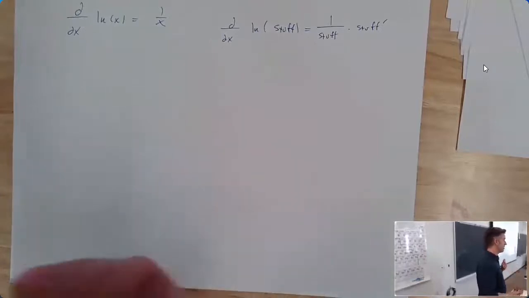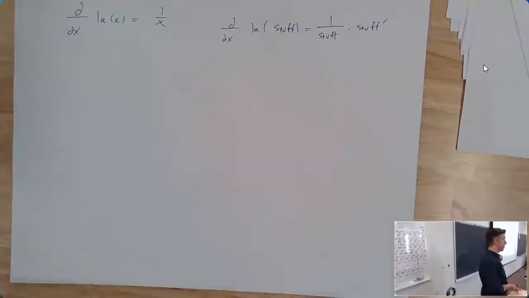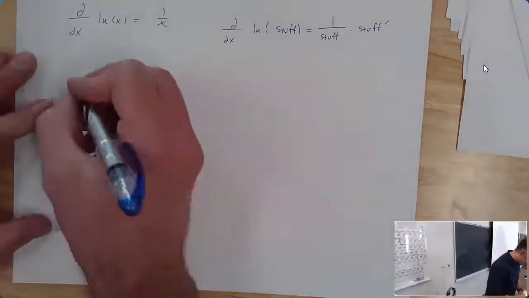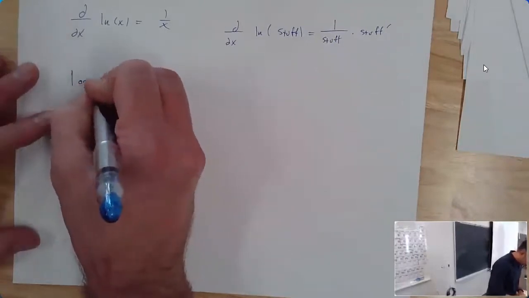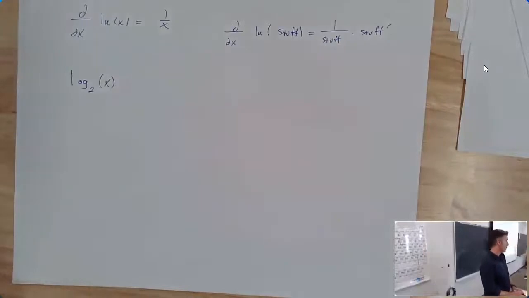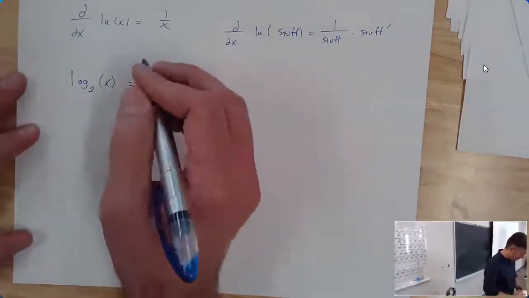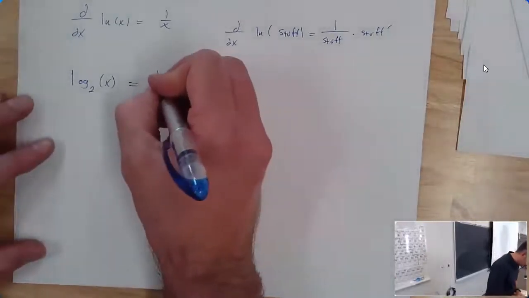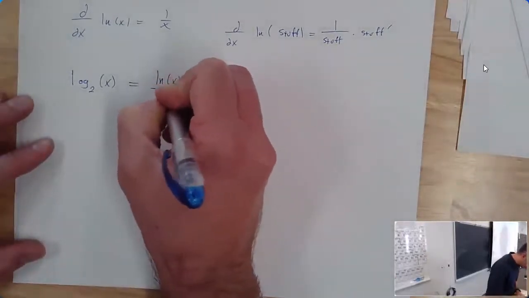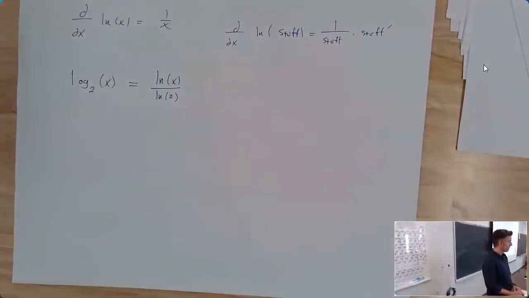Logs of other bases, there's a couple of different ways to get there. The easiest way for a log with a different base is to use the change of base formula. So it is true that log base 2 of x, or whatever base you like, you could totally rewrite this using any base you want. I'm going to use everyone's favorite base, the natural base, base e. I'm going to write this as the natural log of x over the natural log of 2.